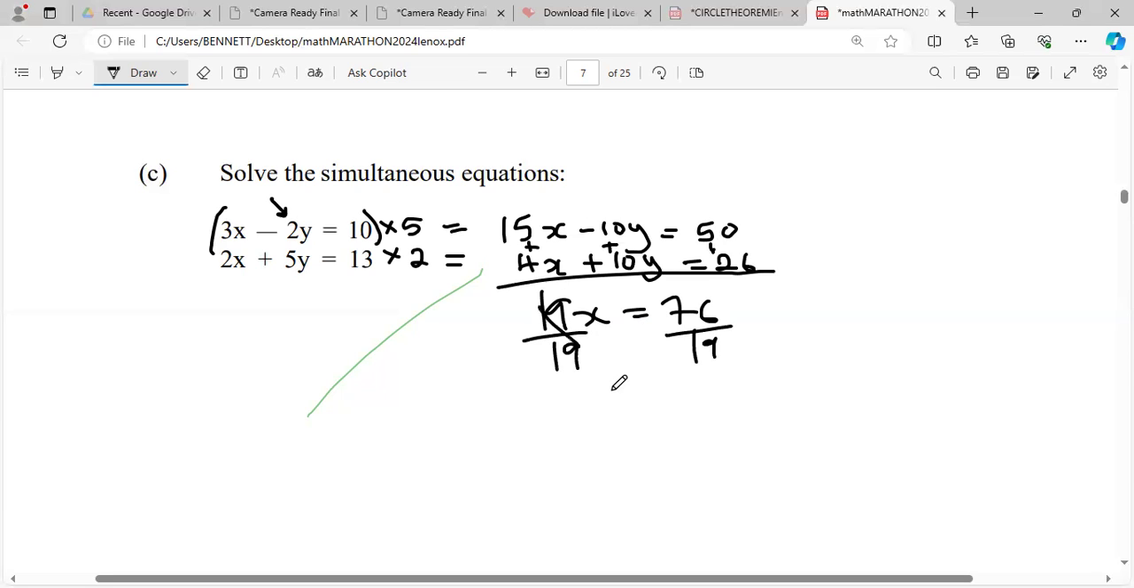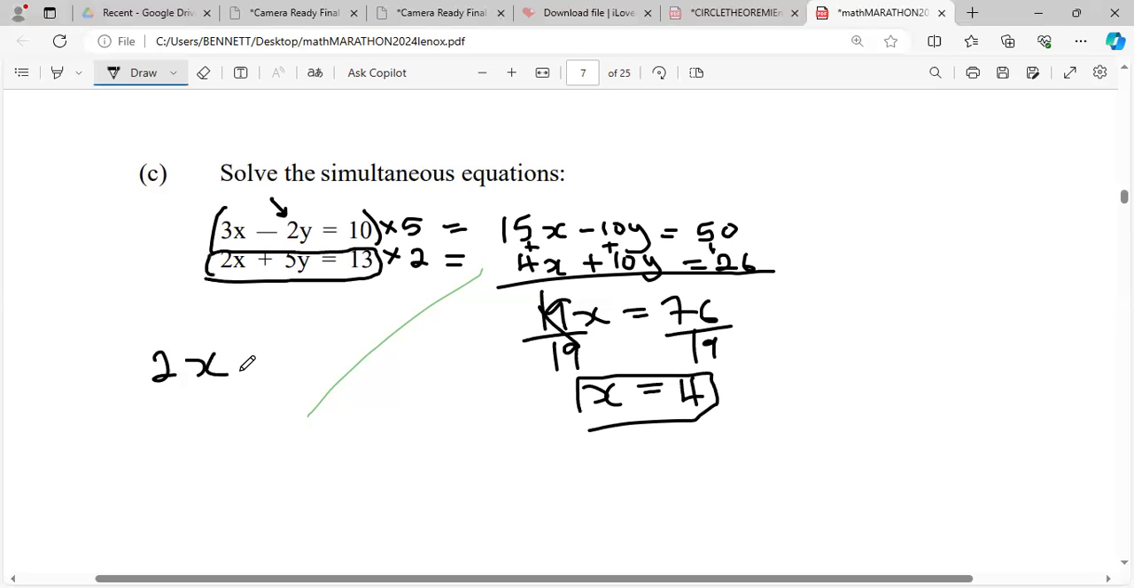So x equals 19 over 19, 38 over... so that's a 4, and a double, right? So x is 4. And now we can substitute x in this. I'm going to use a positive one. Let's stay away from the negative if I can. So it will be 2x plus 5y equal 30.